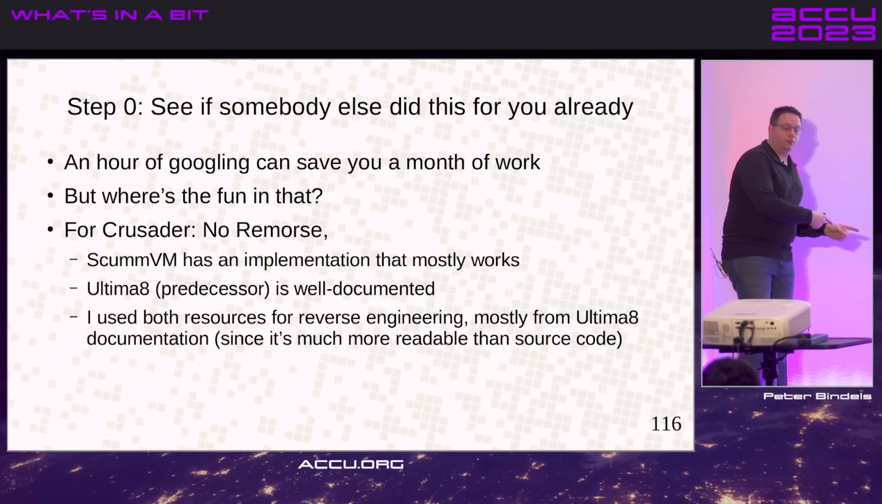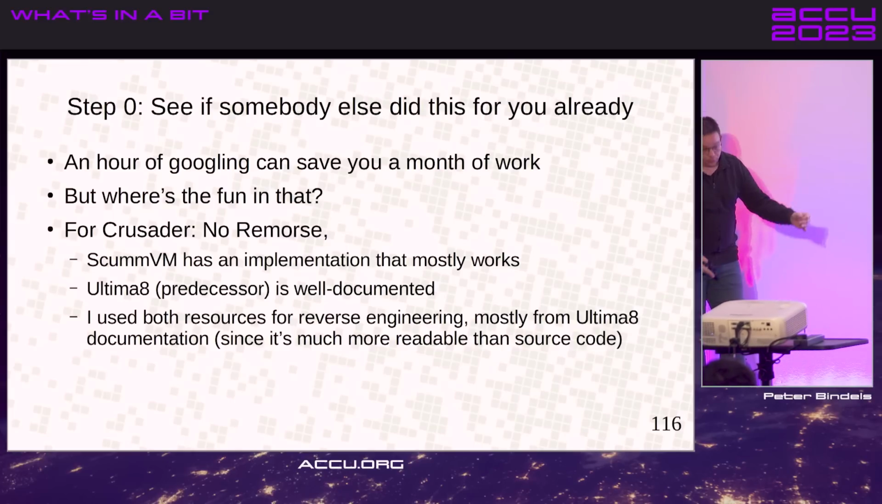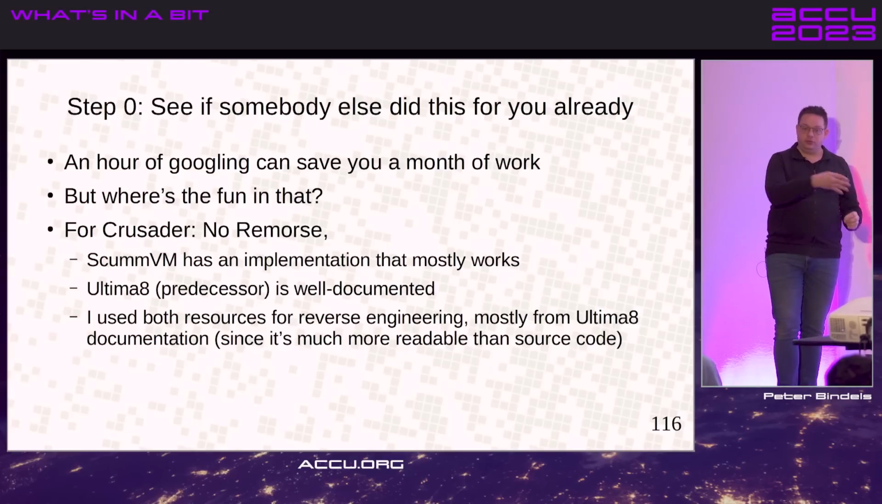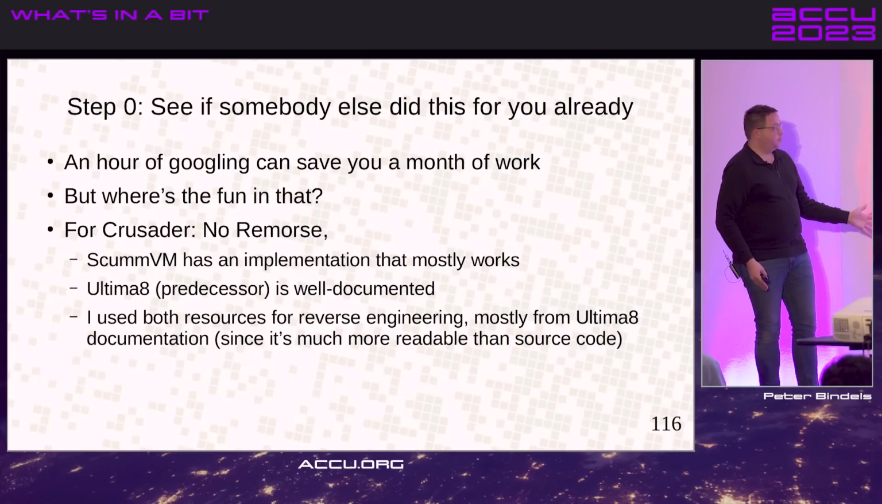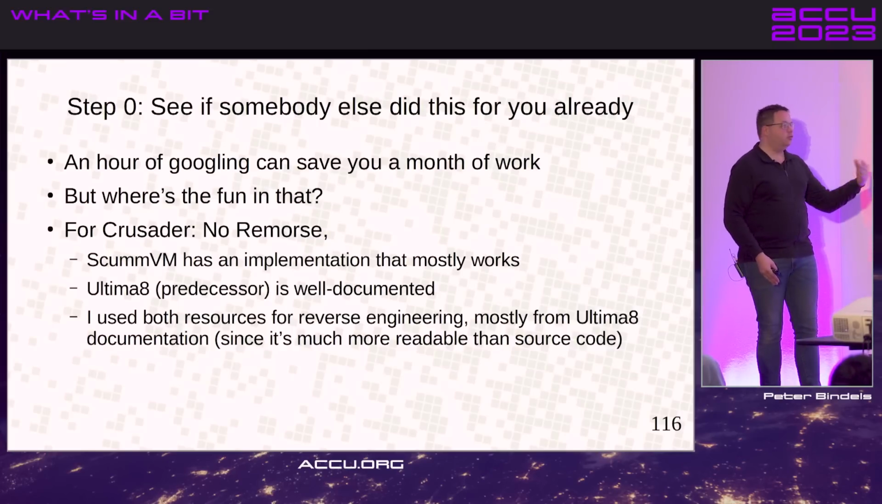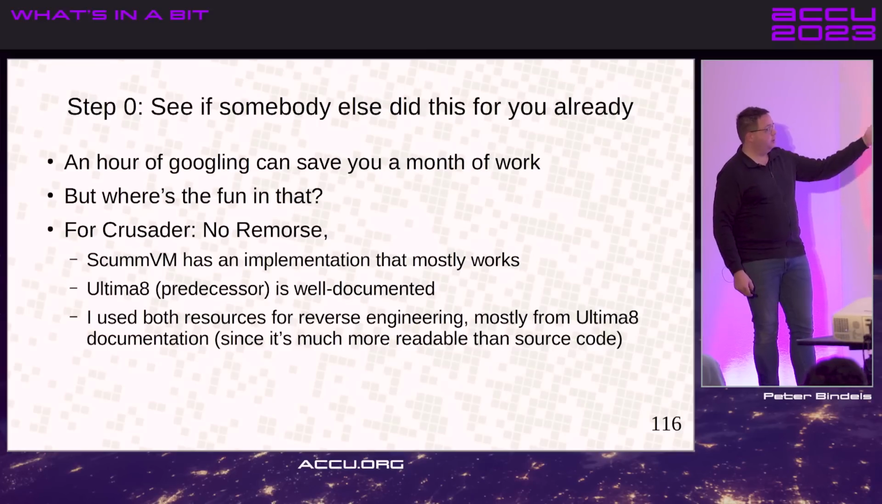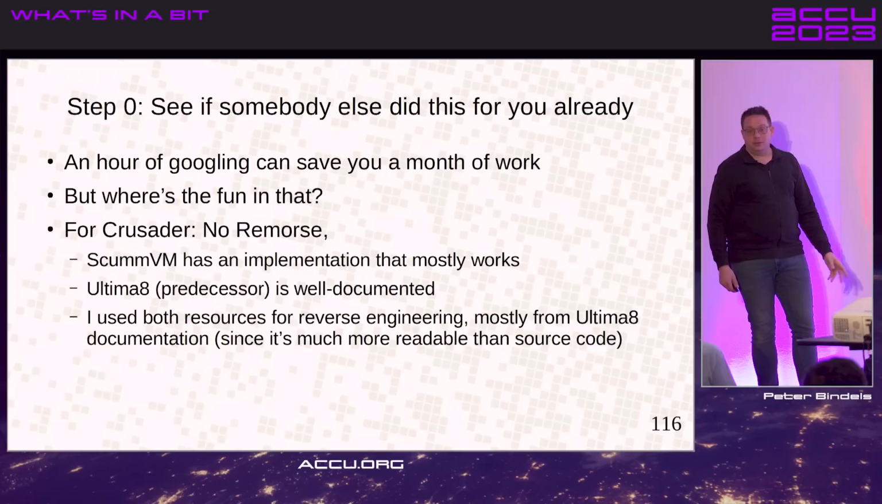Incidentally, nobody had done this before when I made the talk. At this point, somebody did re-implement it into ScummVM, so there is a new playable version of it. ScummVM now has an implementation that mostly works. Ultima 8, which is the predecessor to this game, is mostly documented and is pretty well documented, and Crusader isn't. But most of the documentation somewhat matches. You can at least get some ideas from it. So I used both of these as an input, and for the rest, just tried to figure out what I was doing.